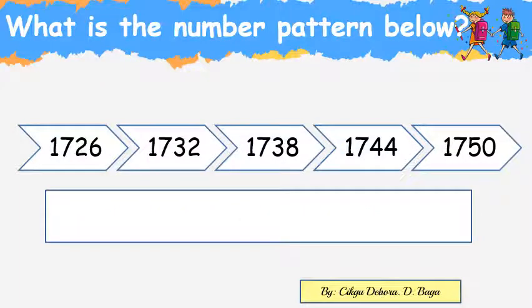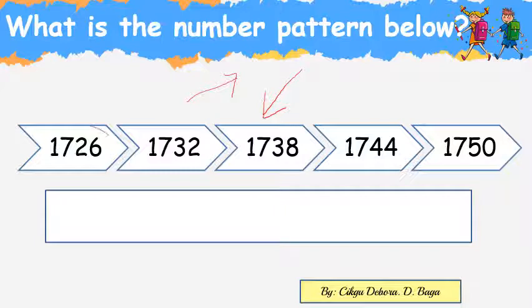Okay kids, we move to the next example. What is the number pattern below? As I said just now, we need to identify whether the number is increasing or decreasing. Increasing means it is in ascending order. Decreasing means it is in descending order.